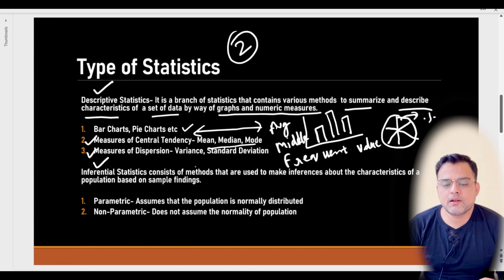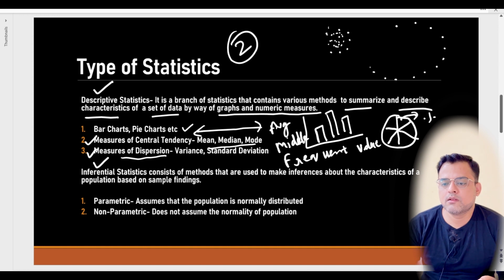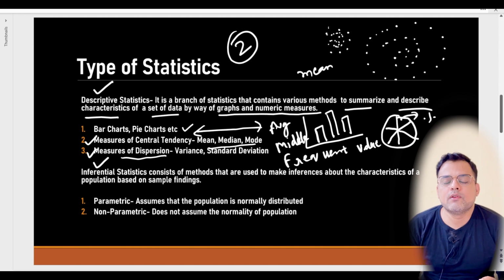We'll be discussing this in more detail in our subsequent sessions. Just to give you an idea, measure of dispersion talks about the spread of your data. If your data is spread like this, then the variance will be very less. If your data is spread like this, then the variance will be more, because variance talks about how your data is distributed across the mean. If your data is far from the mean, then the variance will be more. If your data is close to the mean, then the variance will be less.